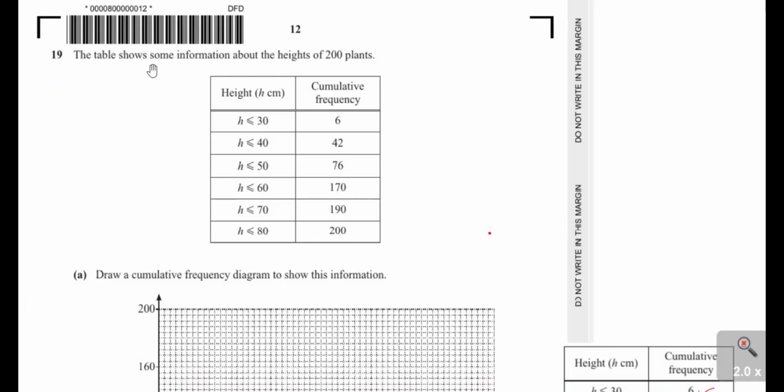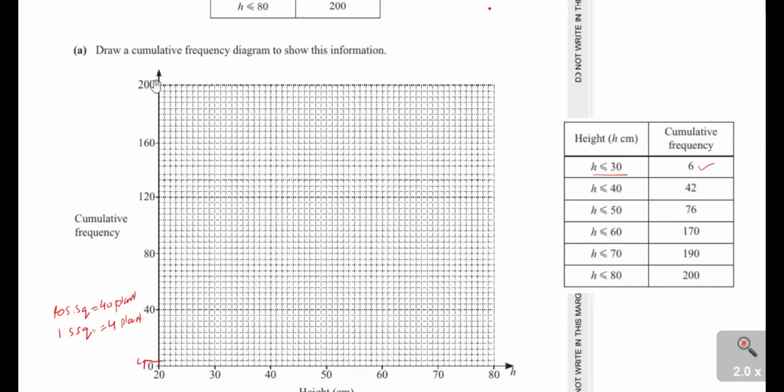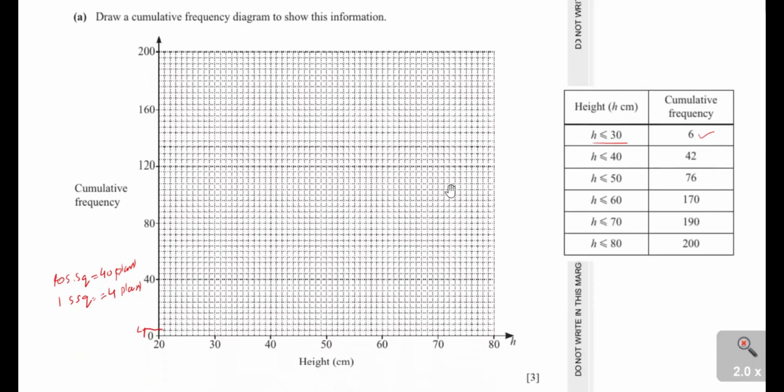Question 19. The table shows some information about the height of 200 plants. Draw a cumulative frequency diagram to show this information. Look here, this is the graph, and we have to draw the cumulative frequency diagram. A cumulative frequency diagram is the graph between upper class boundary and the cumulative frequency. Here these values are the upper class boundary. These are the heights of the plants, and cumulative frequency is on the y-axis.